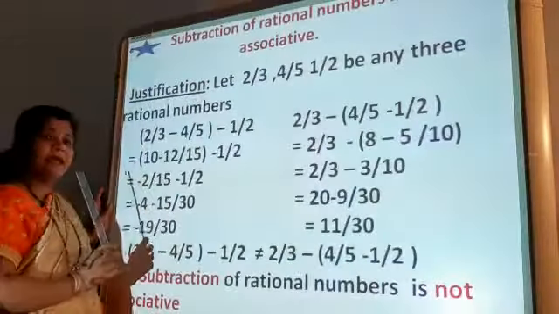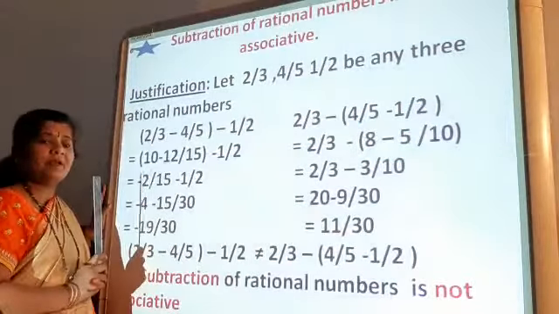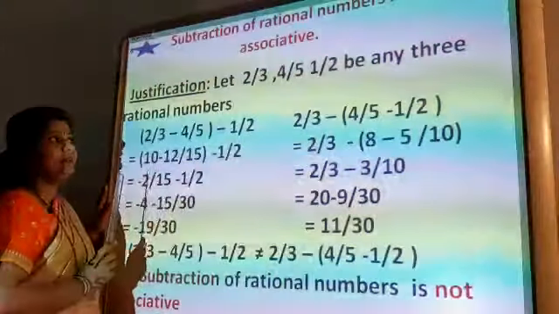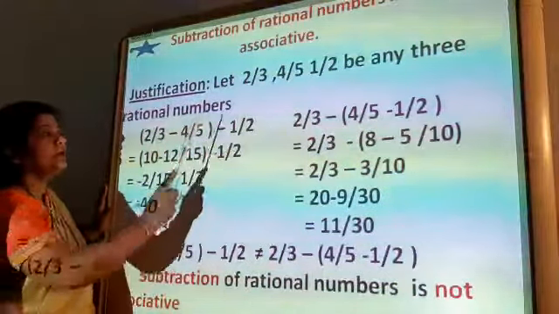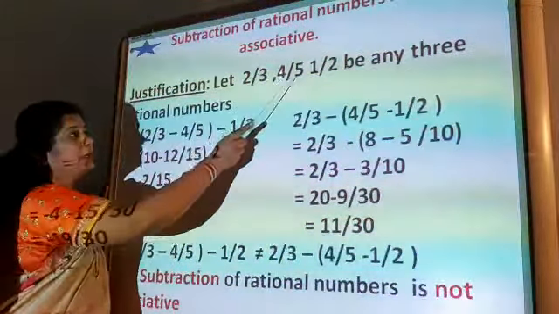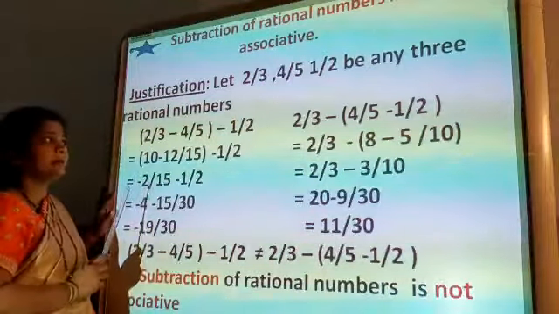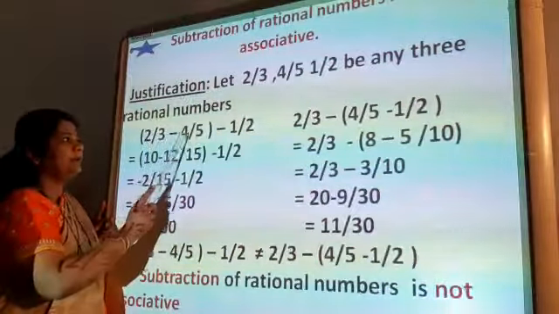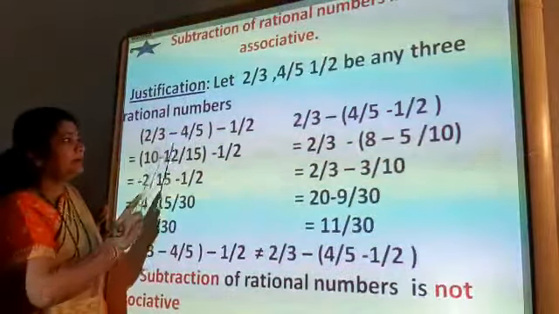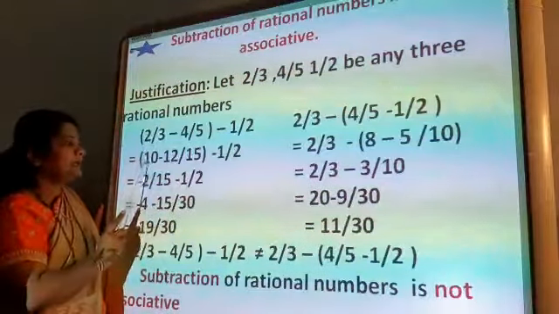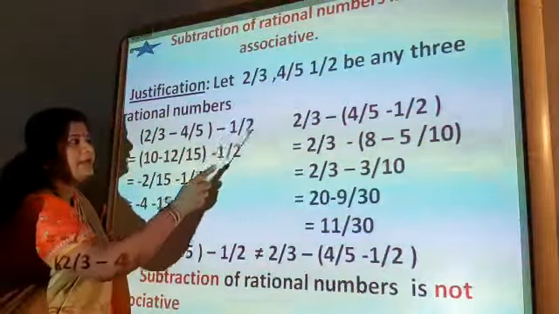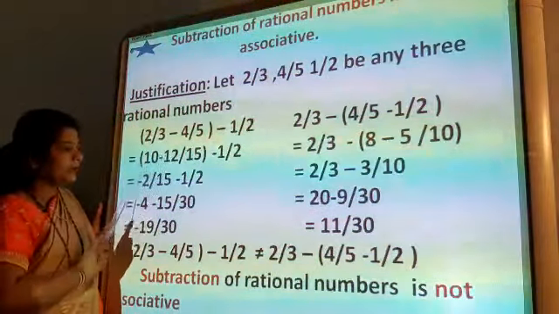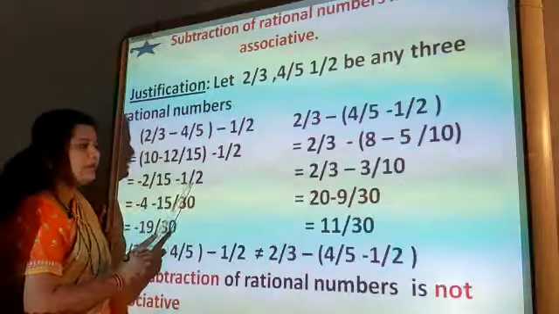Now the second fundamental operation in arithmetic is subtraction. Subtraction of rational numbers is not associative. So let us justify this taking an example. So here in this example I have considered 2 by 3, 4 by 5 and 1 by 2 as rational numbers. Group 2 by 3 and 4 by 5, subtract. Since it is subtraction, find the difference. 2 by 3 minus 4 by 5. So LCM is again 15. So it becomes 10 minus 12 upon 15. Write this minus 1 by 2 as it is. So 10 minus 12 is 2. Bigger number sign minus. So it is minus 2 by 15 minus 1 by 2.